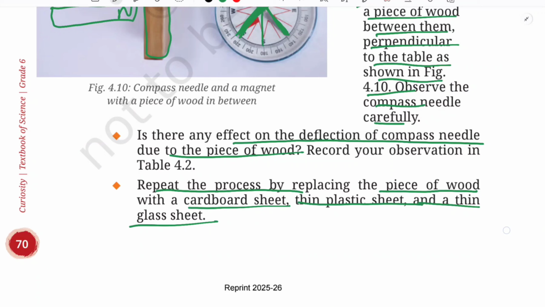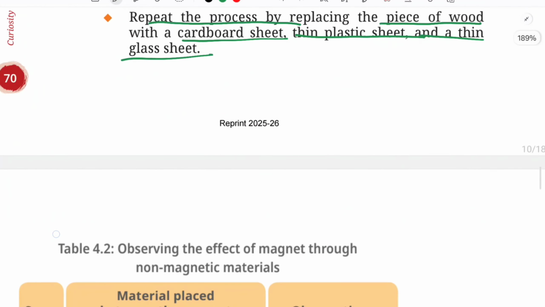That means even if you keep anything in between a bar magnet and a magnetic compass, what will happen? The movement of the needle will be the same. There will be no change. I hope this is clear.